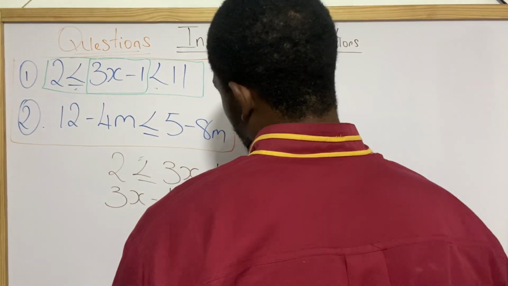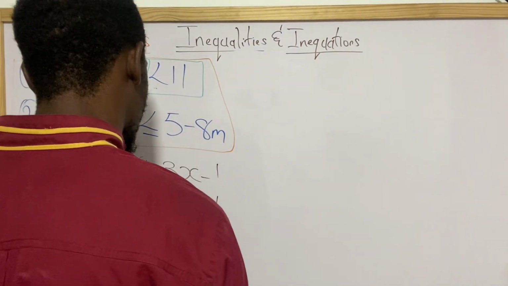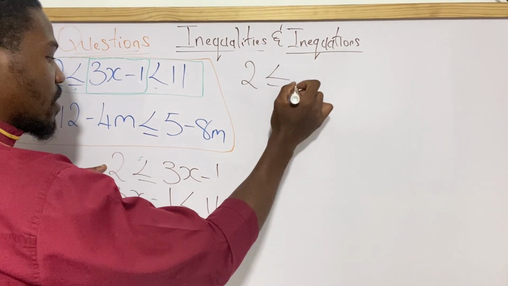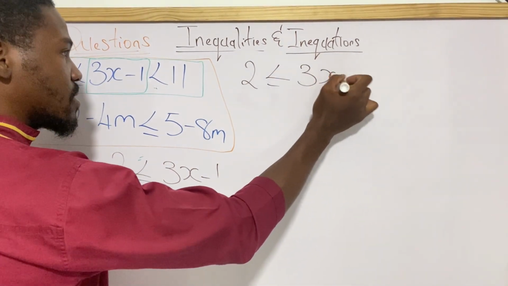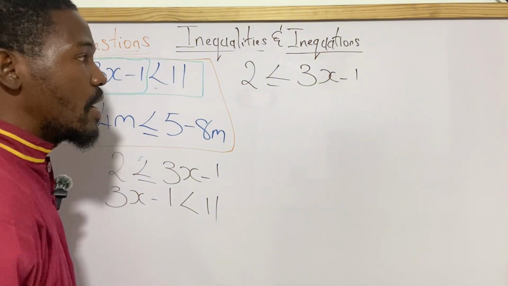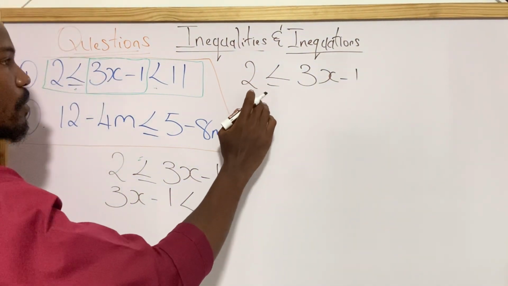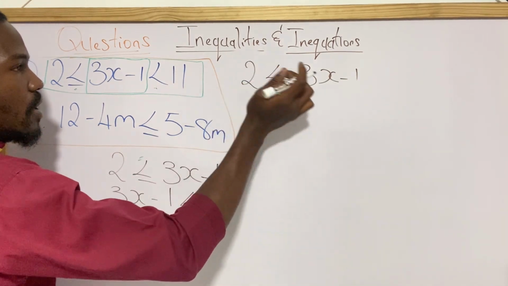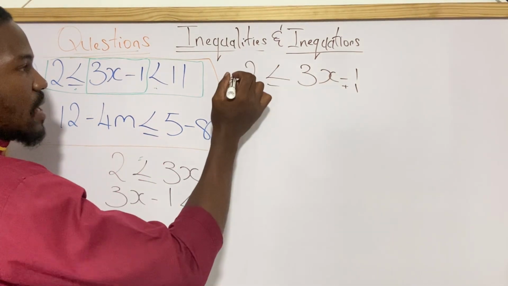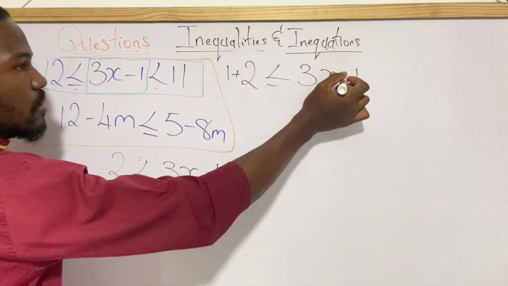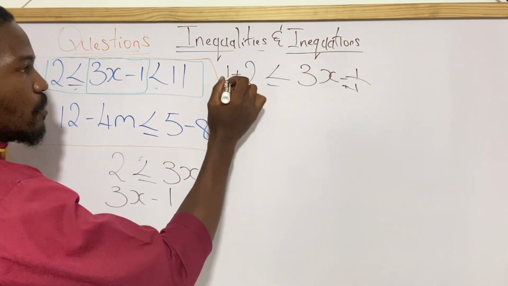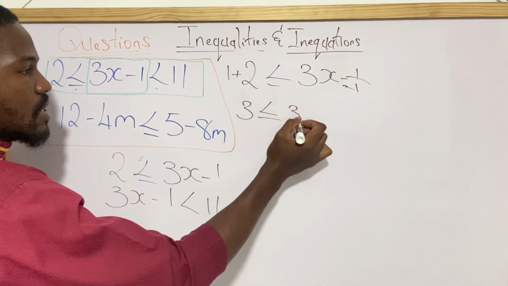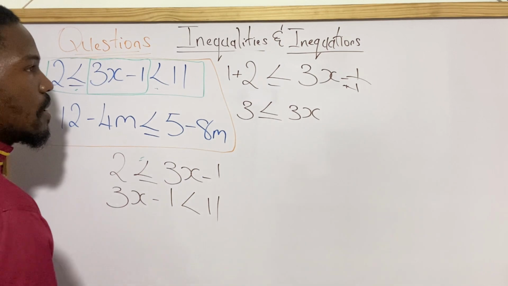So let's have it written out. We would have 2 is less than or equal to 3x minus 1. In solving, we would get rid of this negative 1, so we need to add 1 on both sides. The 1's cancel out. Now we have 1 plus 2 is 3. We would have 3 is less than or equal to 3x.